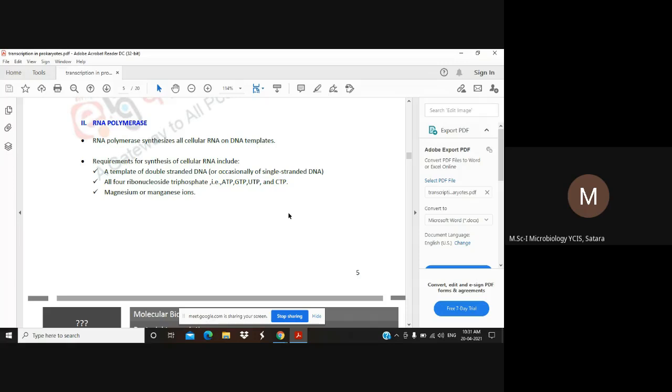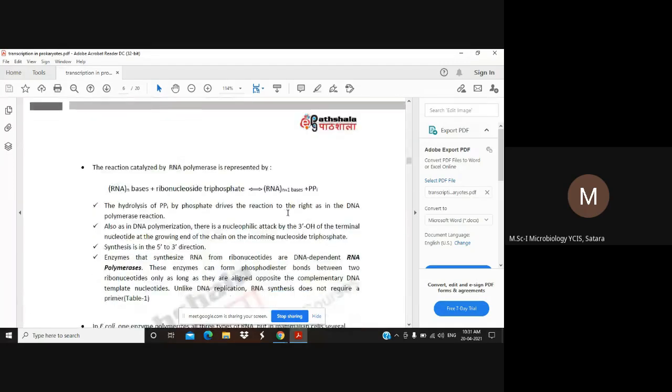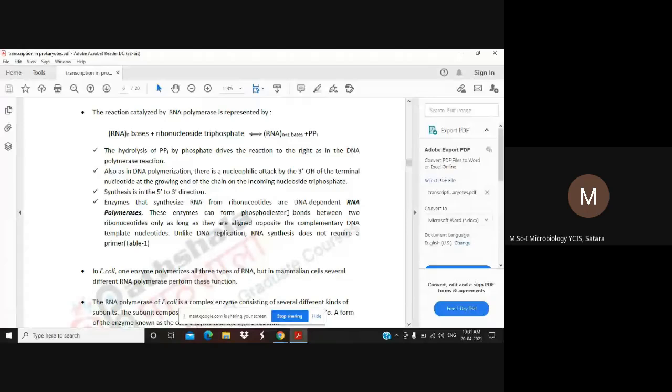Then the next is the enzyme called RNA polymerase. It is called a DNA dependent RNA polymerase because the DNA molecule is used as a template. Then the enzyme forms a phosphodiester bond between the two ribonucleotides. Ribonucleotides मध्ये कुठला bond आहे? 3 prime to 5 prime phosphodiester bond is there.